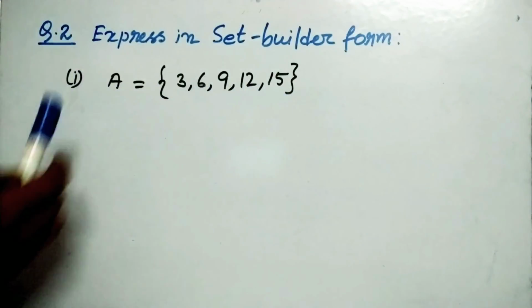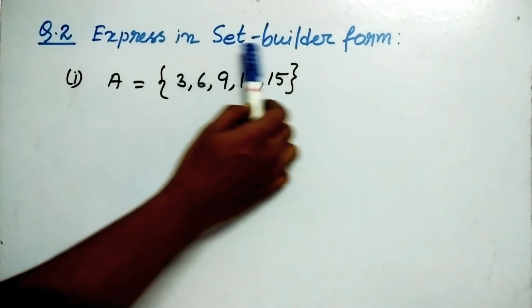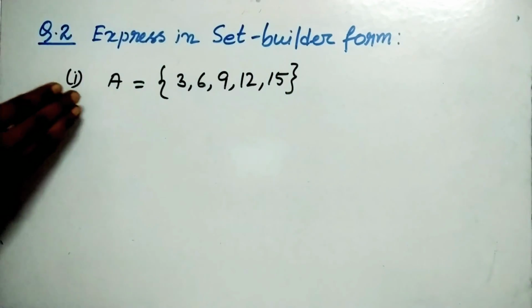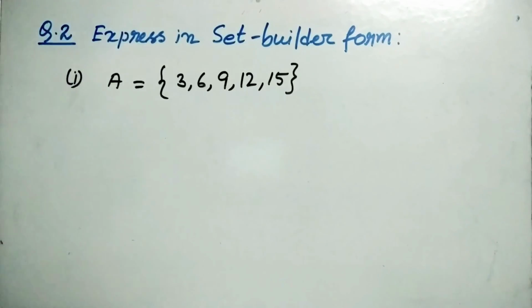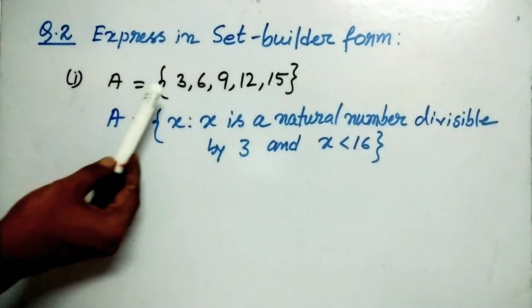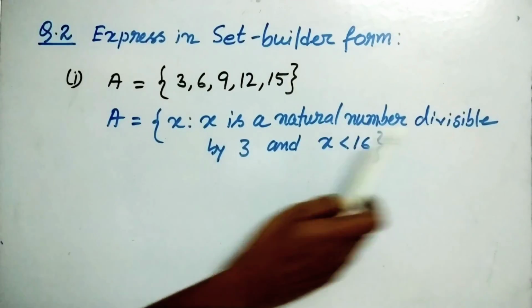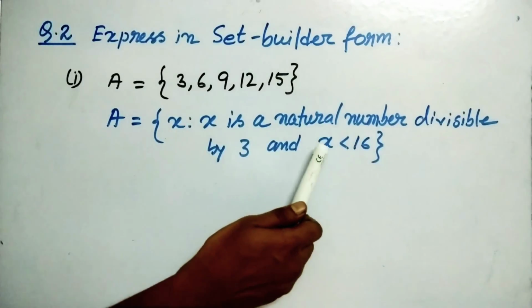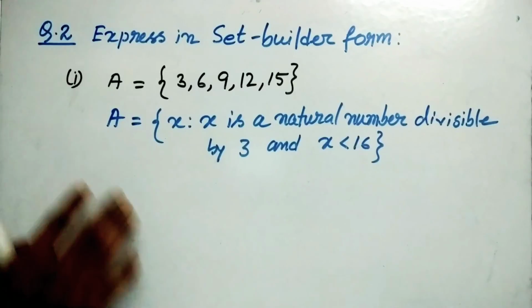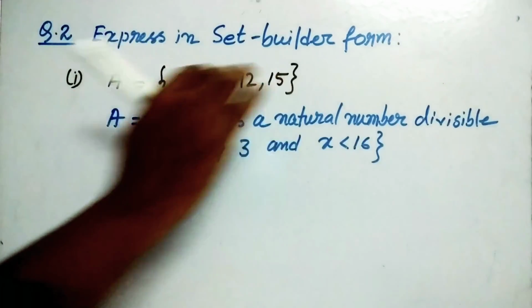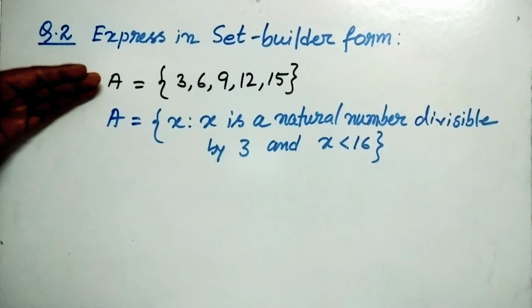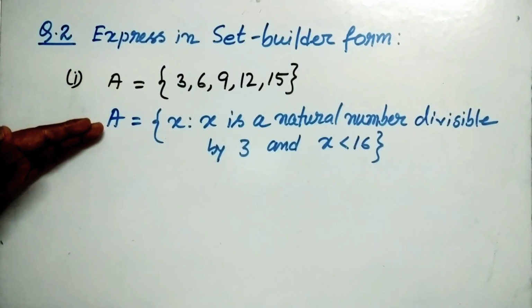Now our next question is to express the following in set builder form. The first question is A is equal to {3, 6, 9, 12, 15}. Now you see carefully, these 3, 6, 9, 12, 15 all are multiples of 3. So that means all can be divided by 3. And also they are natural numbers. So we can easily say that x is a natural number divisible by 3 and x is less than 16. And by this elaboration we can express this set. So this is roster method and this is set builder form.